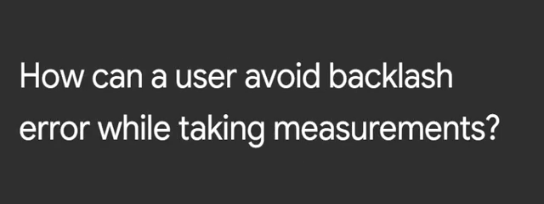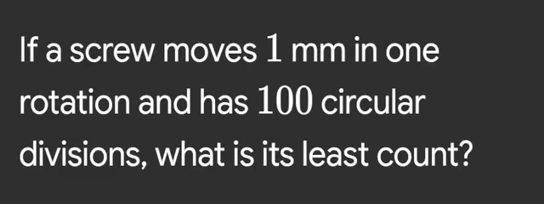Next question. How can a user avoid backlash error while taking measurements? Very important question. 34th question is on your screen now. If a screw moves 1 millimeter in one rotation and has 100 circular divisions, what is its least count? If a screw moves 1 millimeter in one rotation and has 100 circular divisions, what is its least count?